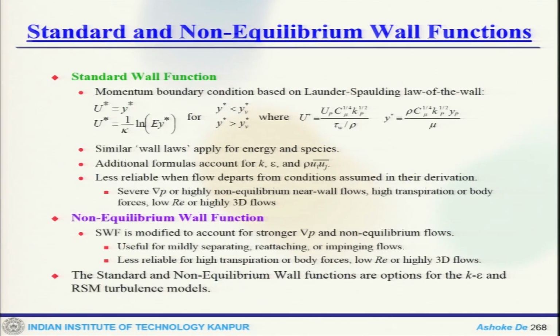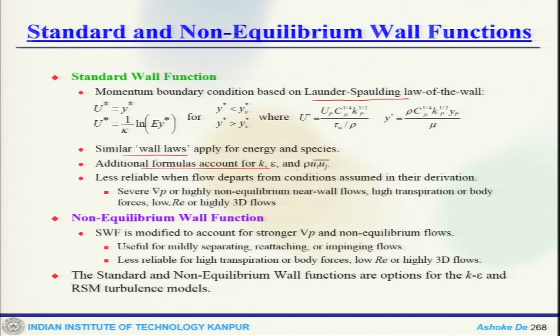These are some of the standard wall functions which are quite often used, by using the Launder-Spalding law, where U star is a function of Y star, depending on the Y star definition. This is similar to wall laws. Additional formulas account for K epsilon and Reynolds stress. It is less reliable when the flow departs from conditions assumed in their derivation.